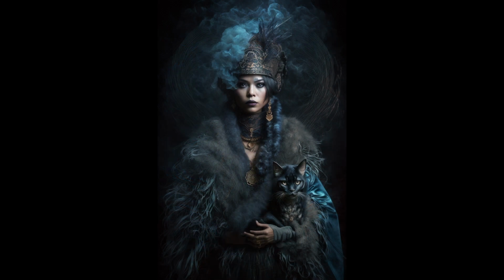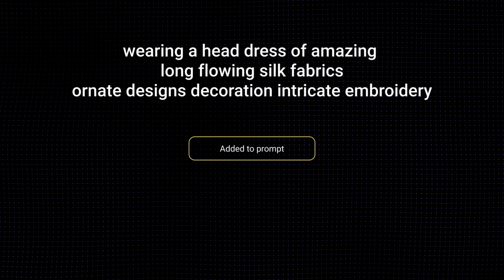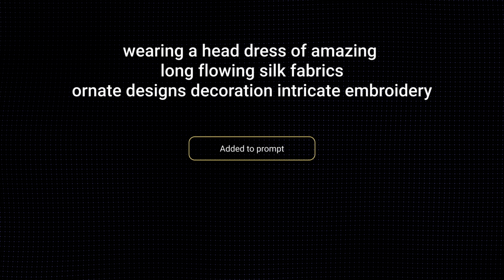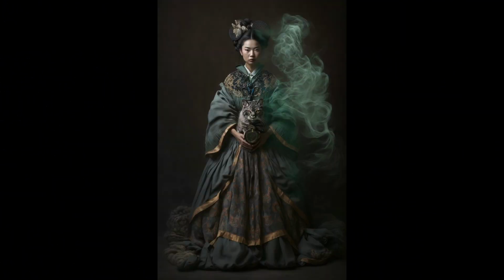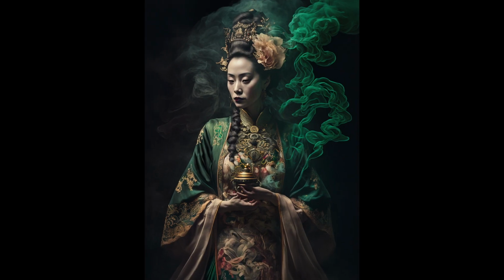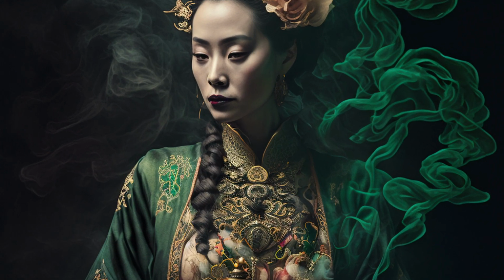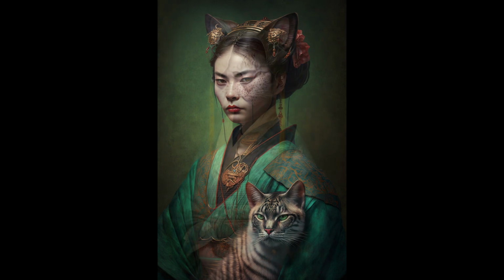What can we come up with that's descriptive? Let's try this prompt. And notice: wearing a headdress of amazing, long, flowing silk fabrics, ornate designs, decoration, intricate embroidery, background with green smoke. I do really like this style. It's similar to what I had in mind. The more terms I add to the first prompt, it seems the less likely I am to get a cat in the image. Trying her in a kimono.